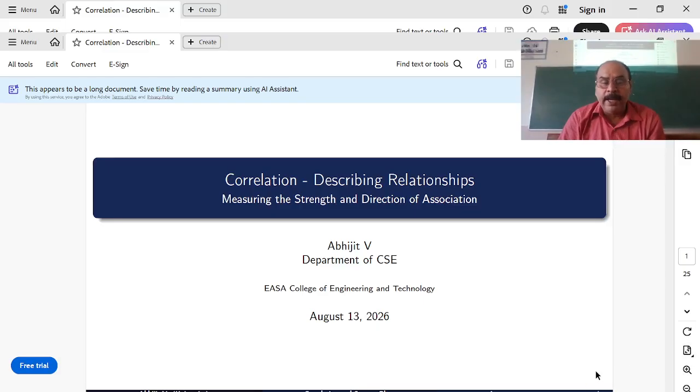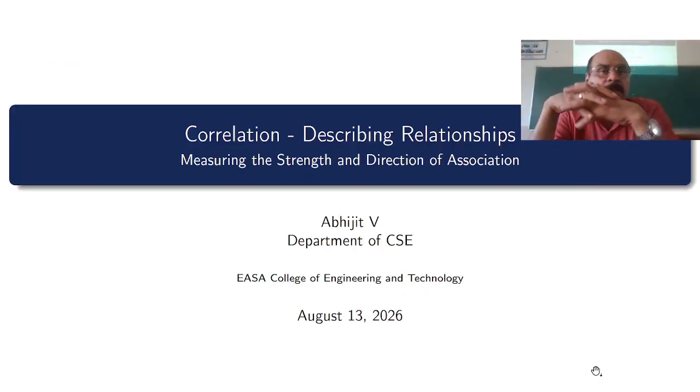So, we are entering into the third unit of our syllabus. In the third unit, we'll begin with correlation. What is meant by correlation, and why is correlation very important for our study with respect to data science?